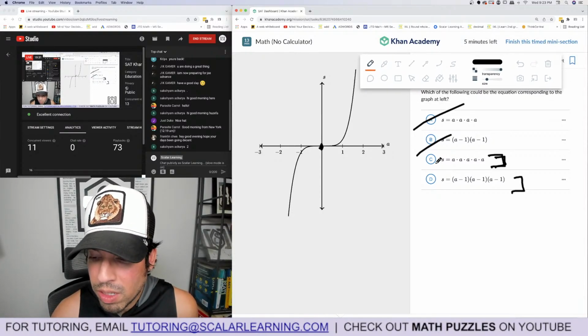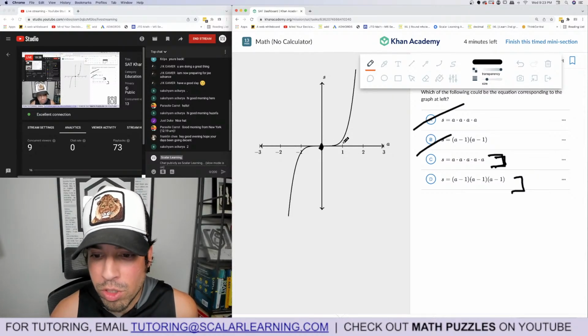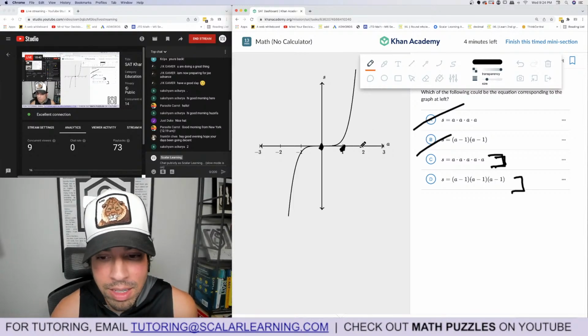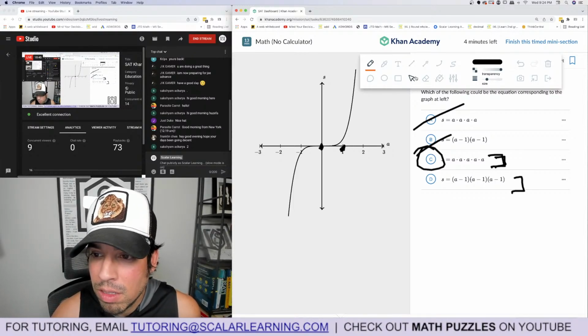So if you plug in 0 here, it zeroes it out. Here, it's a triple root at 1. You see that? Because 1 is what zeroes it out. It's not hitting the a axis, we should say in this case, instead of x-axis. It's not hitting it at 1. So it's got to be C.